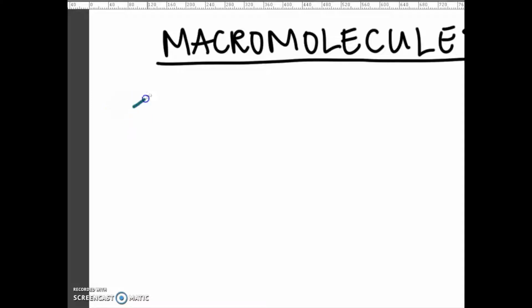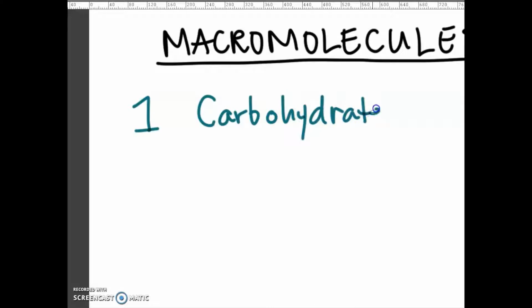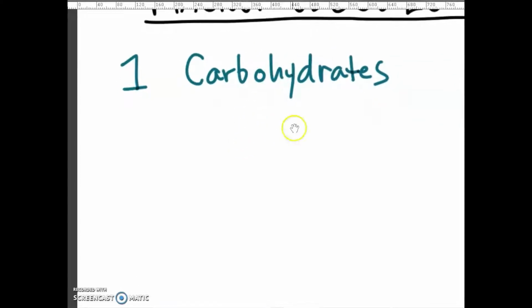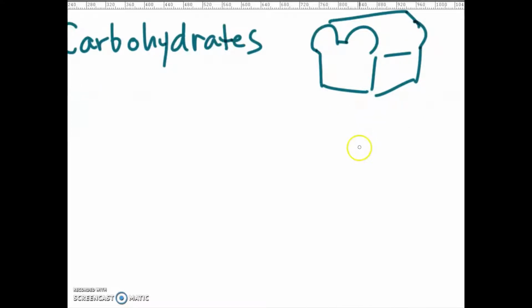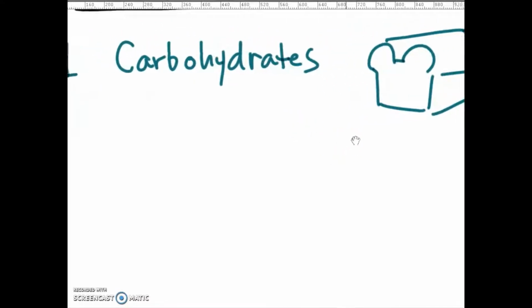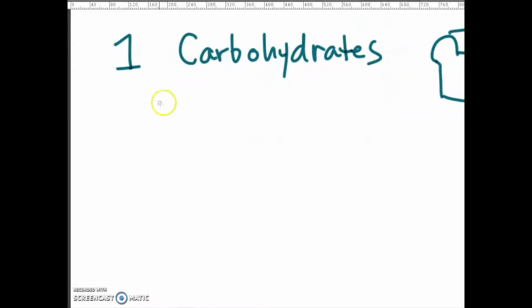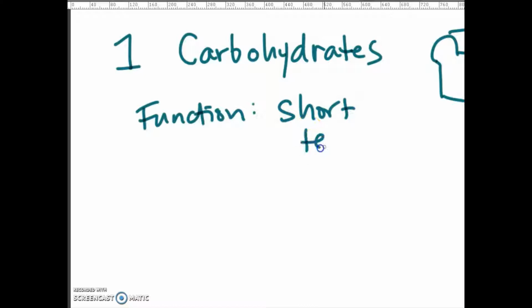So number 1, carbs. You have all heard about carbohydrates as something like breads, right? So like bread. You also have carbohydrates like pasta, like noodles, like rice. And the function of carbohydrates is to give short-term energy.